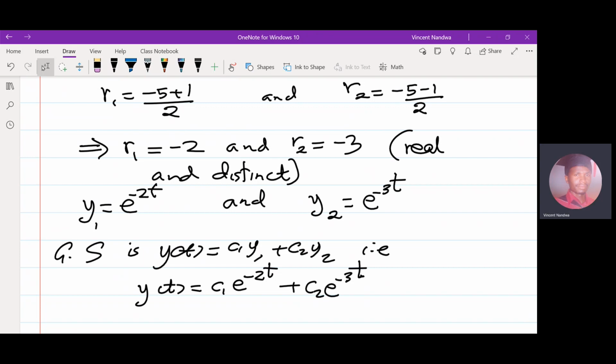Or if you decide you want to use x as your independent variable, you do the same thing we have done, but where there's t, you replace it by x. Still okay. But don't mix x and t in the same problem. If you decide you are going to use t, let it be t throughout. If you decide you are going to use x, let it be x throughout.